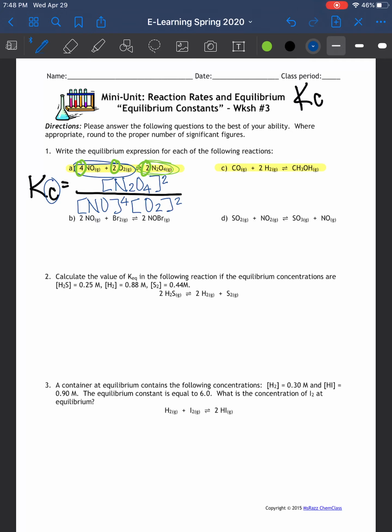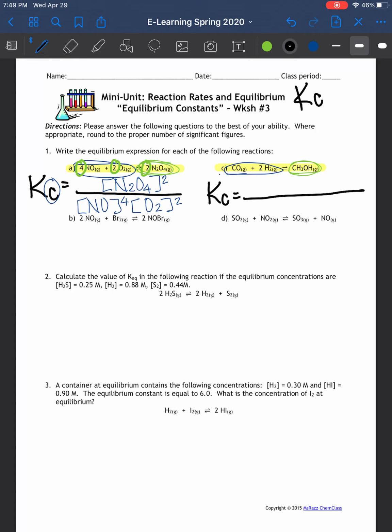Okay, let's go on to part C. Again, determine which ones are your products and which ones are your reactants. These are my products. These are my reactants. So let's write Kc is equal to something like that.